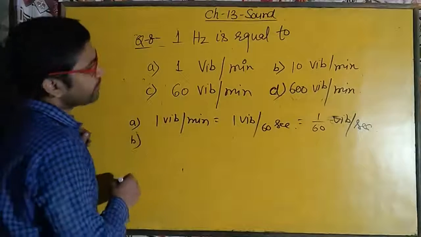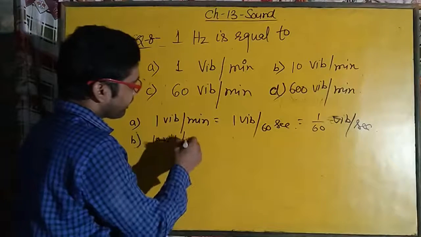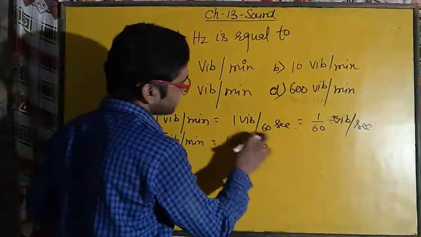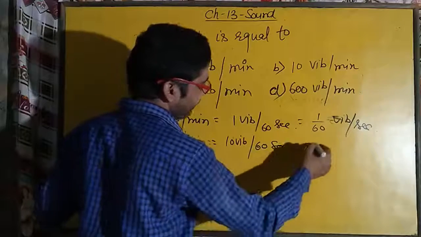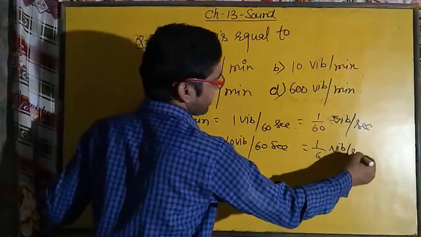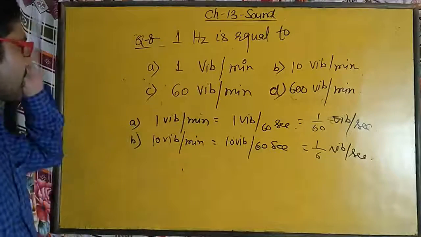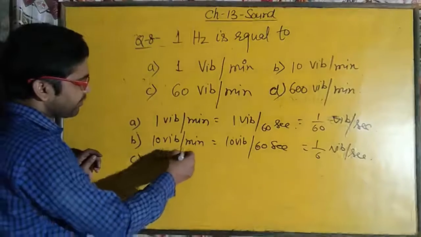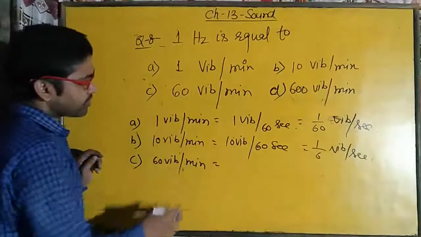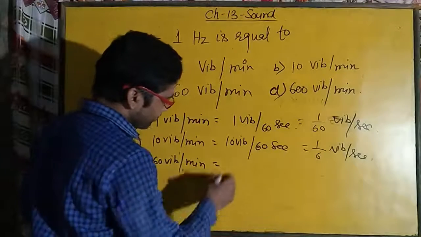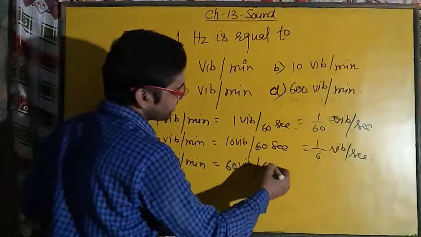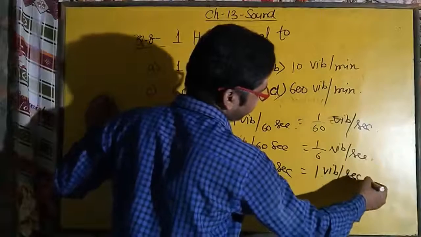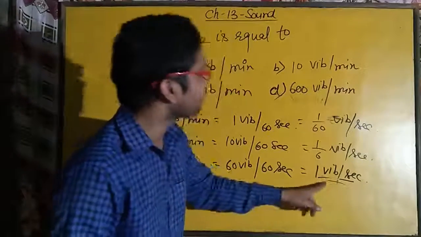So let's check option B, which is 10 vibrations per minute. So 10 vibrations upon 60 seconds, so it is 1 by 6 vibration per second. It is not correct. Okay, let's see option number C. C is 60 vibrations per minute. So let's check this one. 60 vibrations per minute means 60 vibrations upon 60 seconds. 60 upon 60 is 1. Yes, this one is 1 vibration per second, which we were searching for.